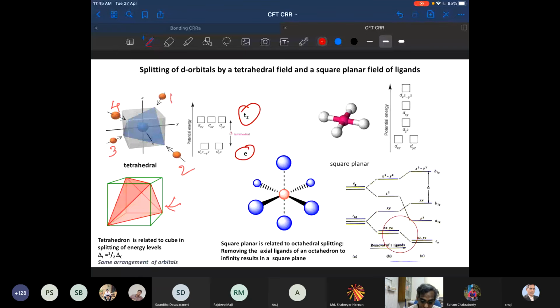Okay. So now why did this E orbital come down and the T2 has gone up? Rajdeep? Maji? No. Sir, can I answer? Yeah, so come answer.